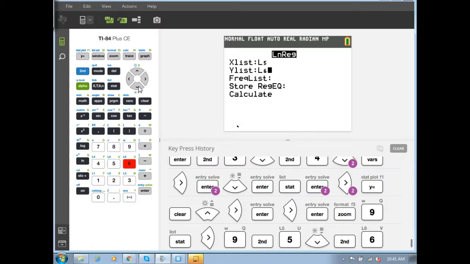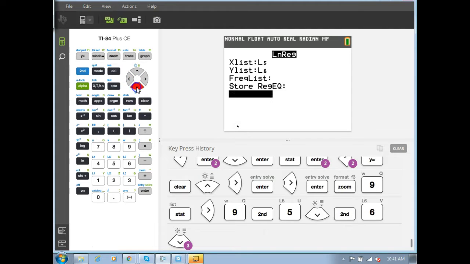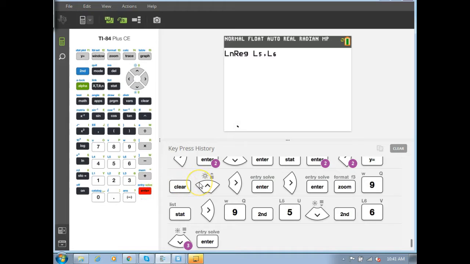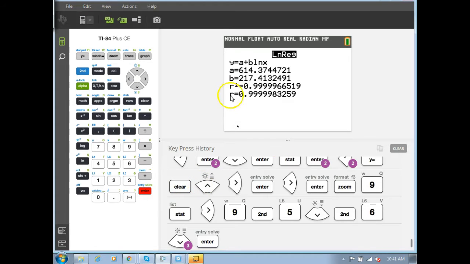though. The question that they want you to answer at the end of it, if you use the truncated function and just manually plug it in, it's fine. So I'm going to go ahead and just calculate it. Yeah, that was pretty good. 0.99999. So that's a really good fit for our data.